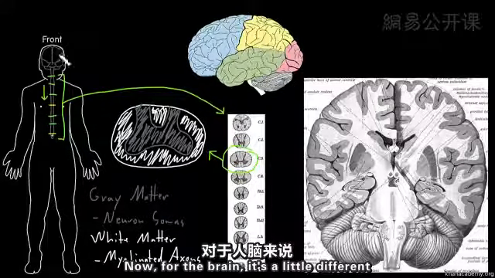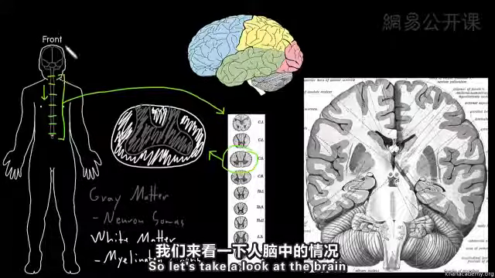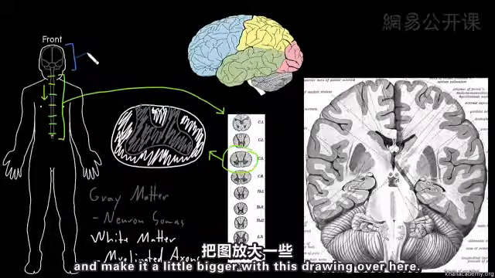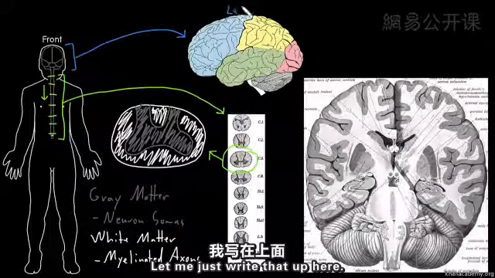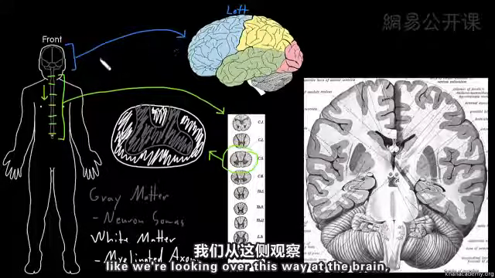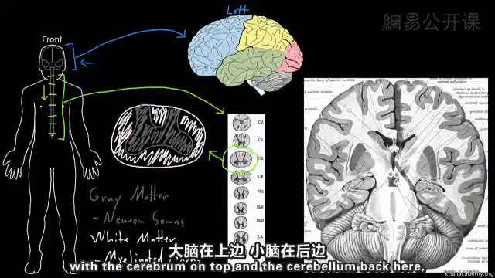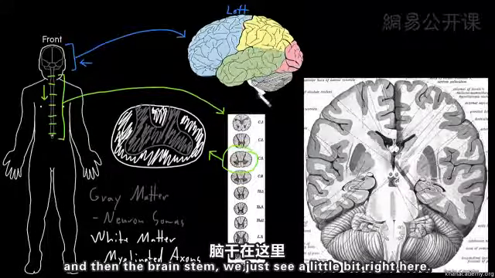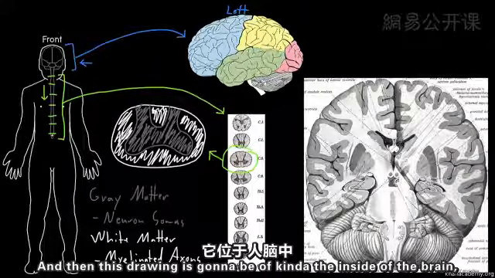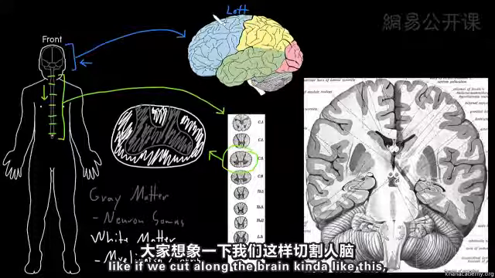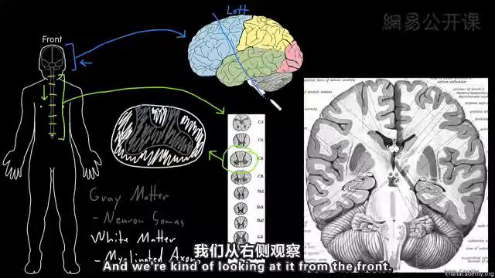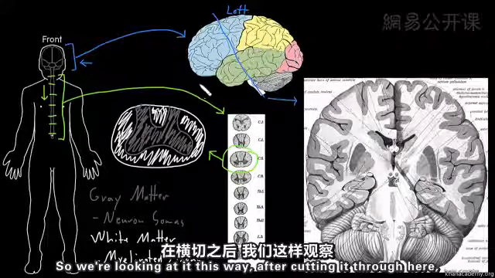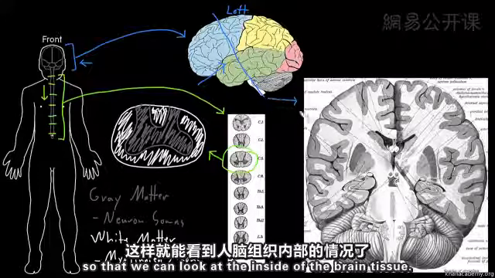Now for the brain, it's a little different than it is for the spinal cord. So let's take a look at the brain and make it a little bigger with this drawing over here. And on this drawing, we're going to be looking at the brain from the left side. Let me just write that up here. So this is the brain from the left side, like we're looking over this way at the brain, with the cerebrum on top and the cerebellum back here, and then the brainstem we just see a little bit right here. And then this drawing is going to be of the inside of the brain, like if we cut along the brain like this through a bunch of the cerebrum and the brain stem, and we're looking at it from the front. So we're looking at it this way after cutting it through here so that we can look at the inside of the brain tissue.